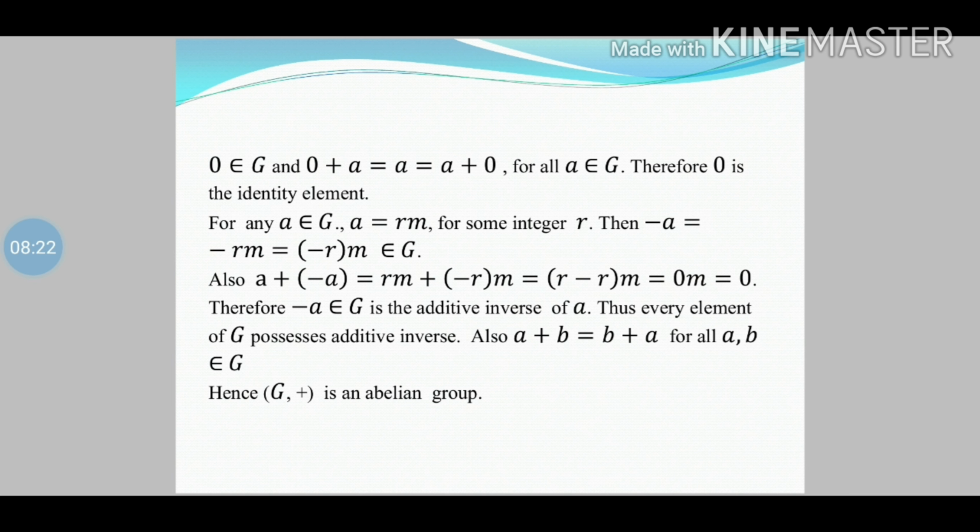The last one is we want to prove that G is an abelian group. That is, if we take any two elements a and b, then a plus b is equal to b plus a. Therefore, (G, plus) is an abelian group.